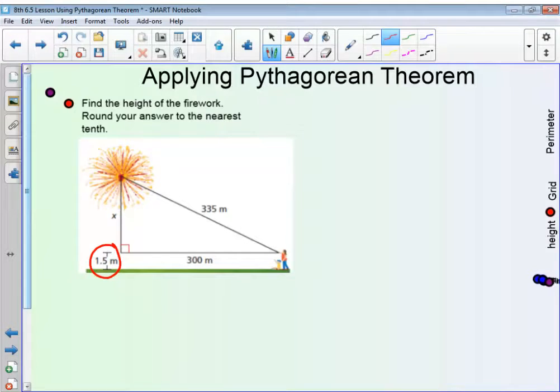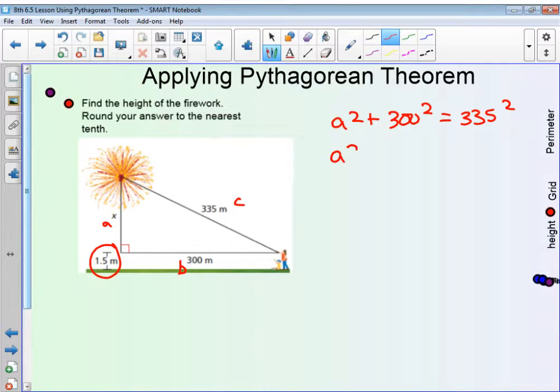Okay, so we have a squared plus b squared equals c squared. We're going to be working with some really big numbers here. So let's see. I'll say this is a and this is b. So this is my c, my longest side. So a squared plus b squared, which is 300 squared, equals c squared, which was 335. Okay, so when I go through to do this, 300 squared is going to give me 90,000.